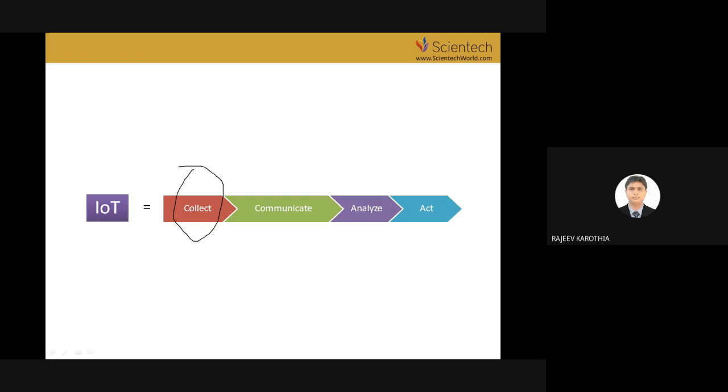So in collect, first of all, there are some sensors. With this you can collect the data, the information, the different parameters of any process. Then you have to communicate. So after collecting this data, you have to communicate by means of any mode of communication, internet or local communication.